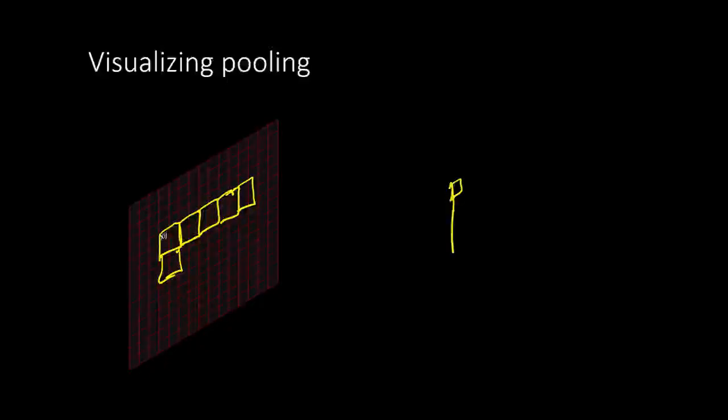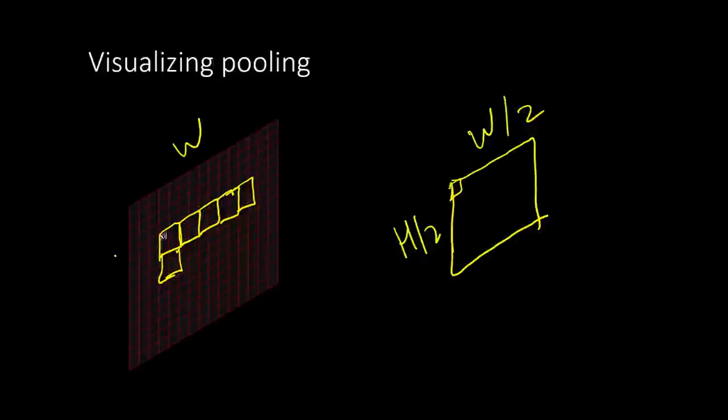So the feature map that we will get is going to be w by 2 and h by 2, where this is w and this is h. So that is called a 2 by 2 max pooling. You can also have 3 by 3 max pooling, where the size reduction is even further.